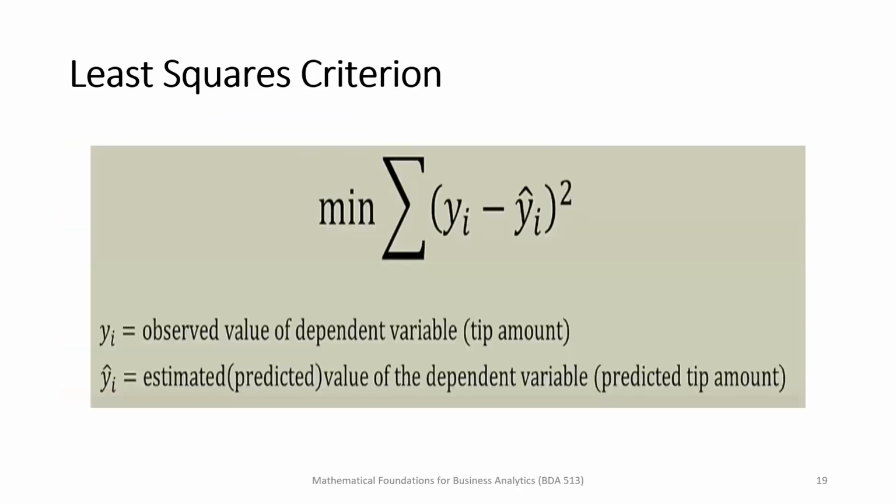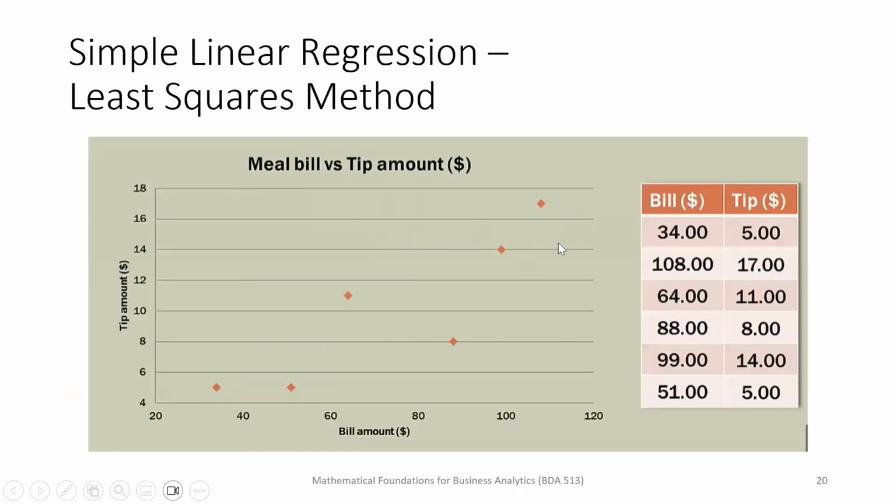So basically, this is what you have. This is the least squares method. I've told you already that we want to minimize the sum of squared errors. That is the goal of the least squares method for regression. All right. So let's plot this data on our scatter plot here.